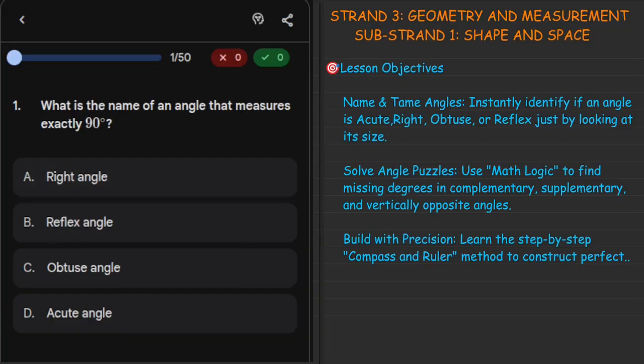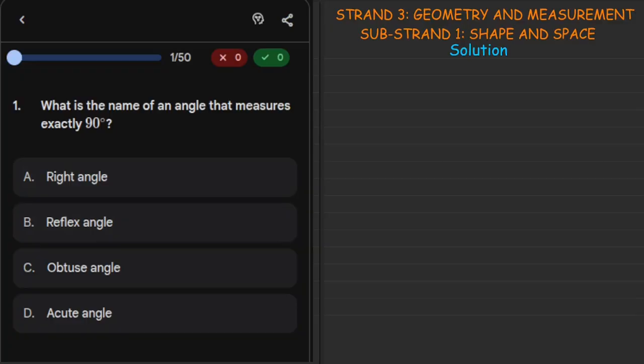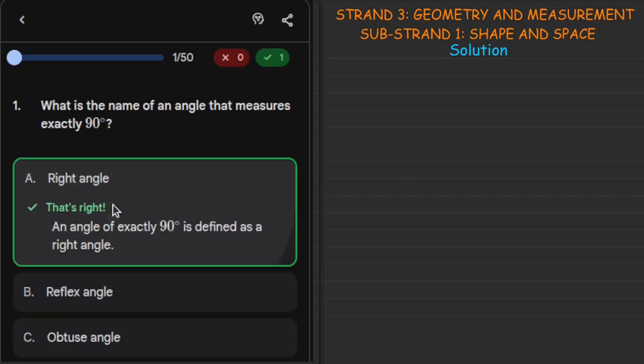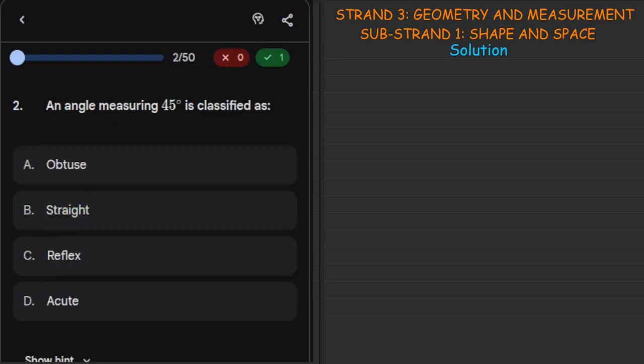Question number 1 says, what is the name of an angle that measures exactly 90 degrees? An angle that measures exactly 90 degrees is a right angle. Starting from an acute angle, which measures less than 90, then a right angle, which is exactly 90, then obtuse, which is between 90 and 180. On a straight line, that is 180. Then more than a straight line is a reflex angle. So our answer is a right angle.